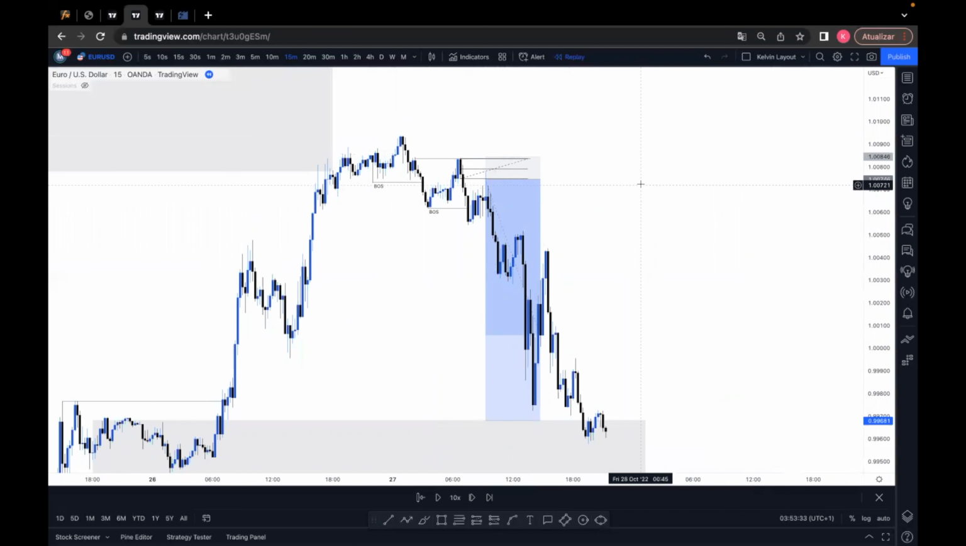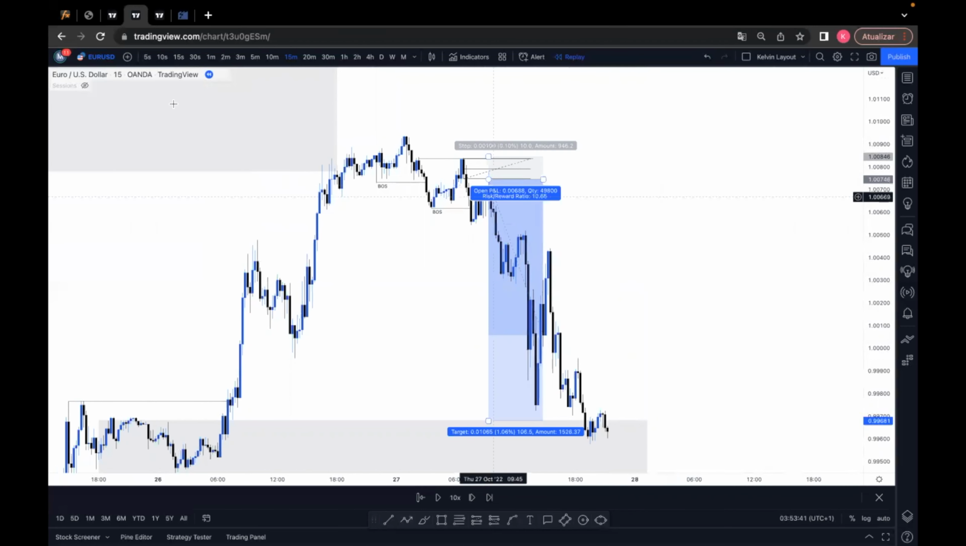Price must break structure. It must have huge momentum on the break, and it must leave imbalances, okay? So let's hop to another example.